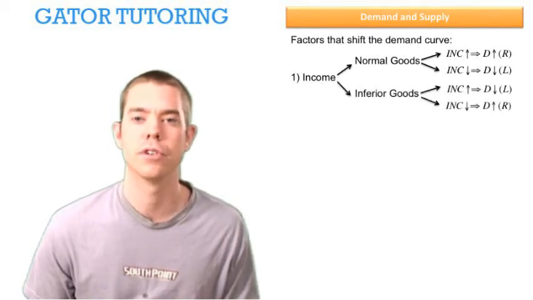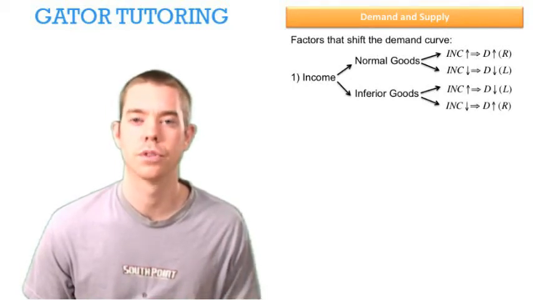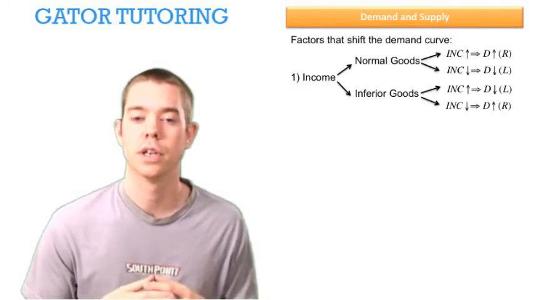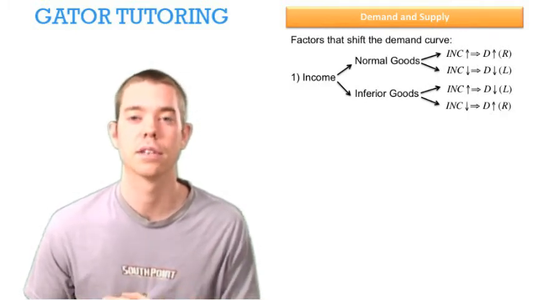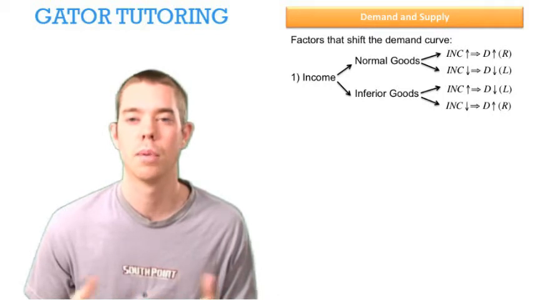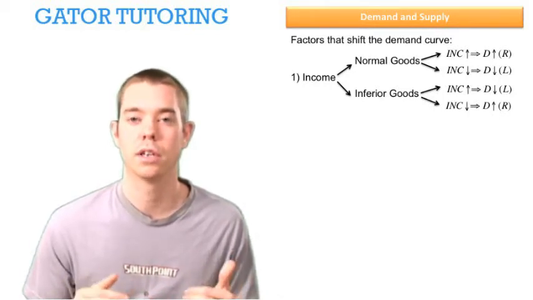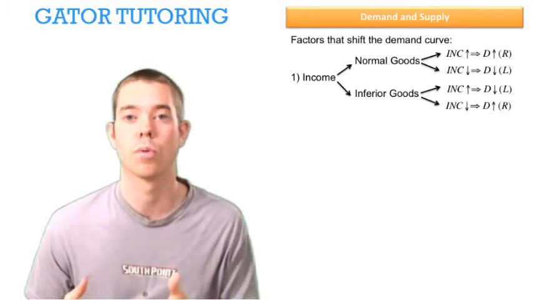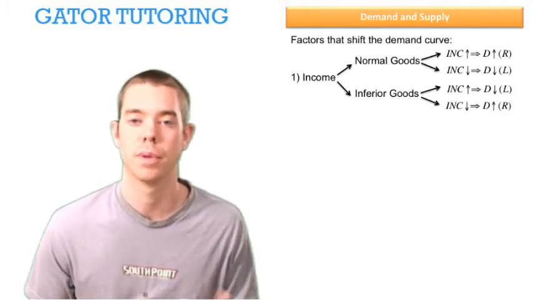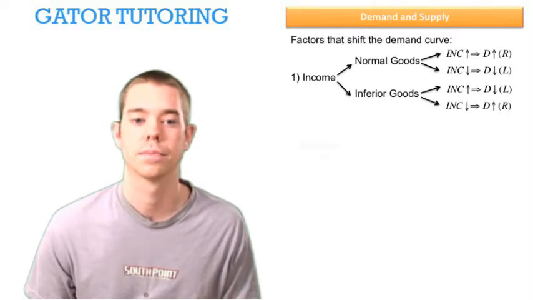But there's also inferior goods. Think of this as ramen noodles. As you become richer and richer, as your income increases, you're going to demand less and less of goods like ramen noodles, because ramen noodles is something you eat when you're poor. So when your income decreases, you're going to eat more and more ramen noodles because you're trying to save some money. So demand will increase in that case.